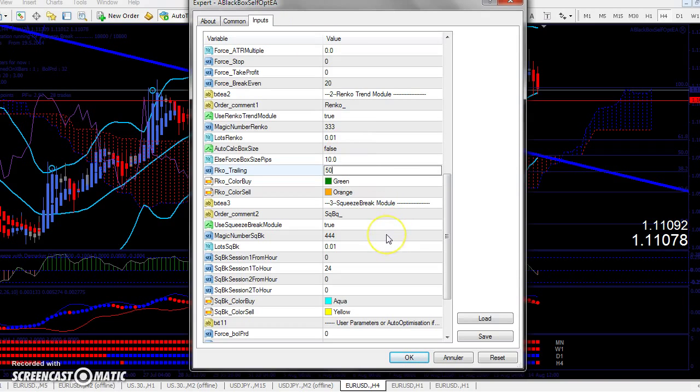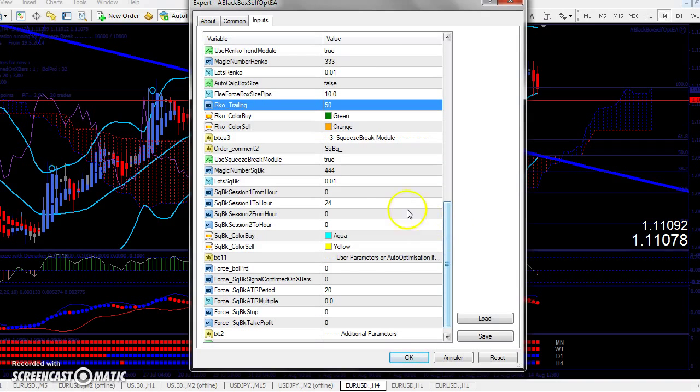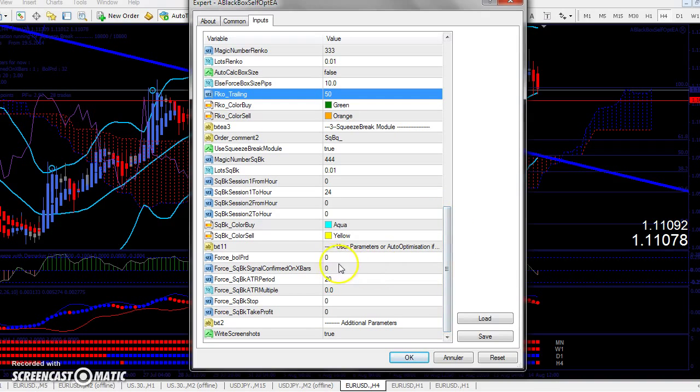Squeeze break, a little bit more complicated, but what I'm saying is we have wrong defaults in here. I shouldn't have left them in. Squeeze break, you have a lot more parameters to fix. For instance, here, it's fixing the ATR period at 20, which I don't think it should. It should be at 0, okay?